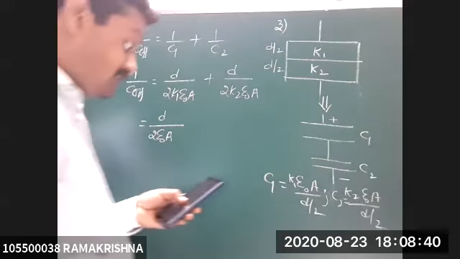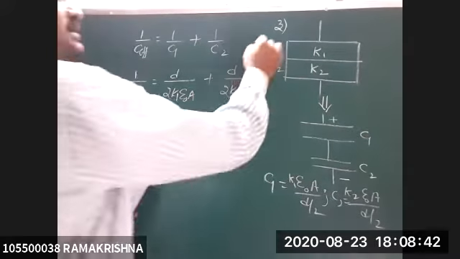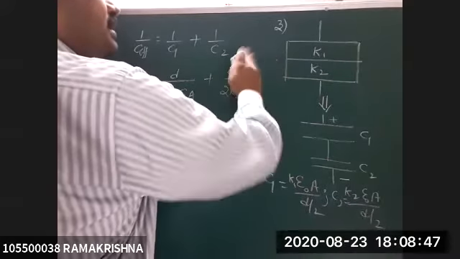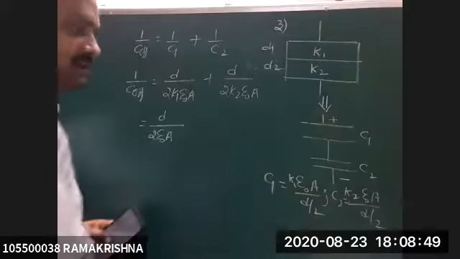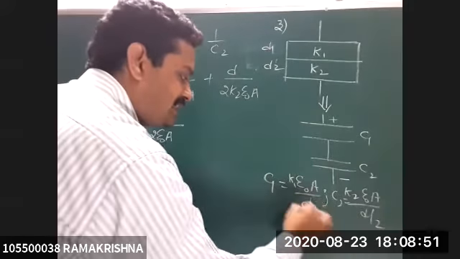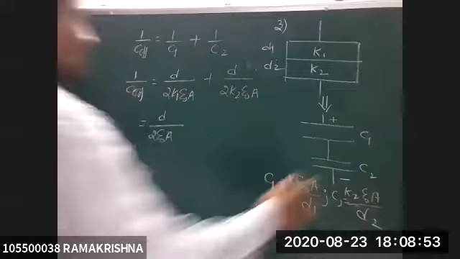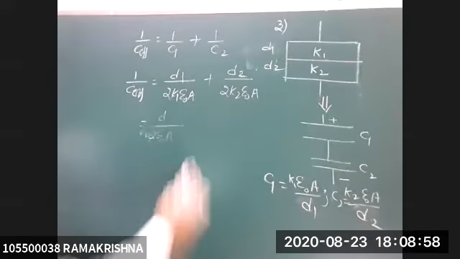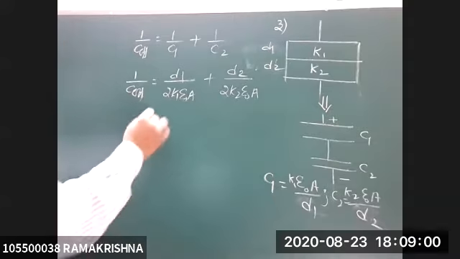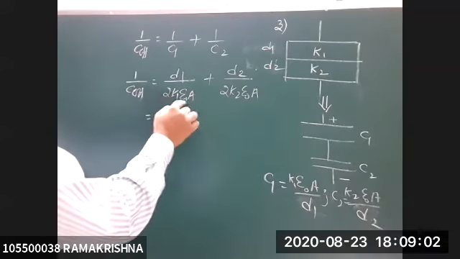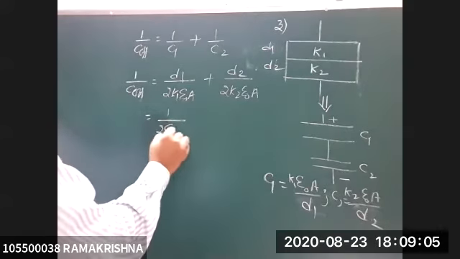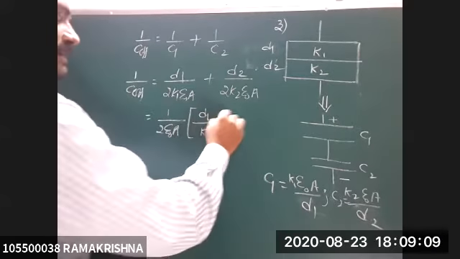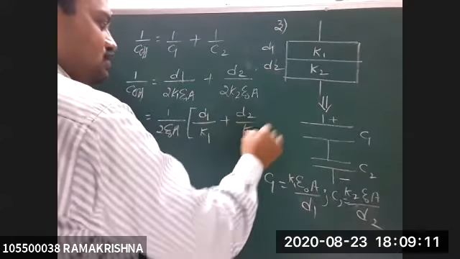Here, given that the thicknesses are different, so it is d1 and d2. They are different, not the same. So here it is simply taken as d1 and d2, right? In this case, d1 and d2 are different, so the only common term is 1 by 2 epsilon naught A. It is d1 by K1 plus d2 divided by K2, right?